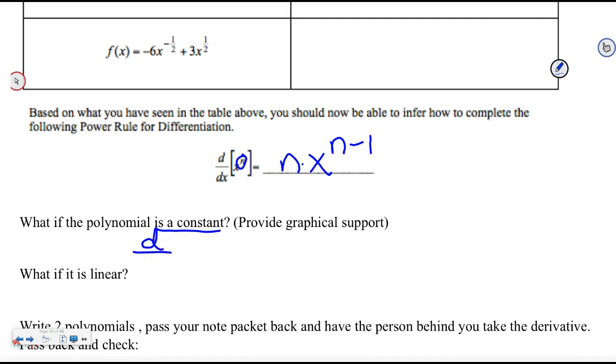So those of you who watched the notes yesterday, what did I say the derivative of any constant is? 0. There it is. It's 0. Do you understand why on a graph? Well, the slope is 0. Yeah, constant functions are horizontal lines.